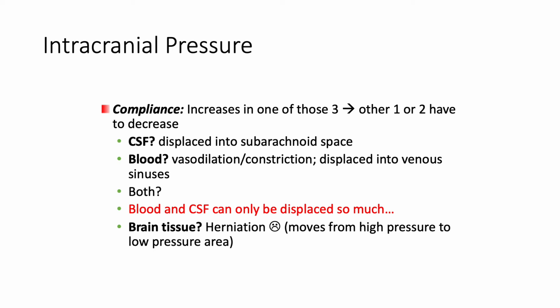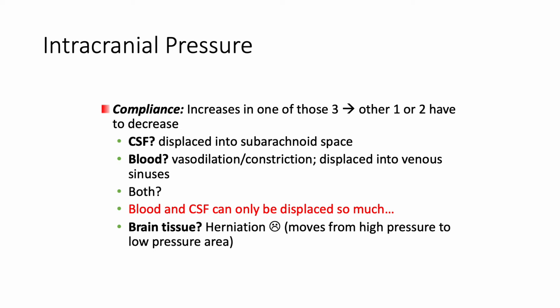Well, this is what we actually don't want to happen. We don't want our brain tissue to have to accommodate for changes in pressure because the brain compensates by moving, or herniation. And this is where the brain tissue is forced to move from an area of high pressure to an area of lower pressure. We want our brains to stay in our skulls how they are supposed to be. This is why we prefer that CSF or blood make that accommodation, not our brain tissue.